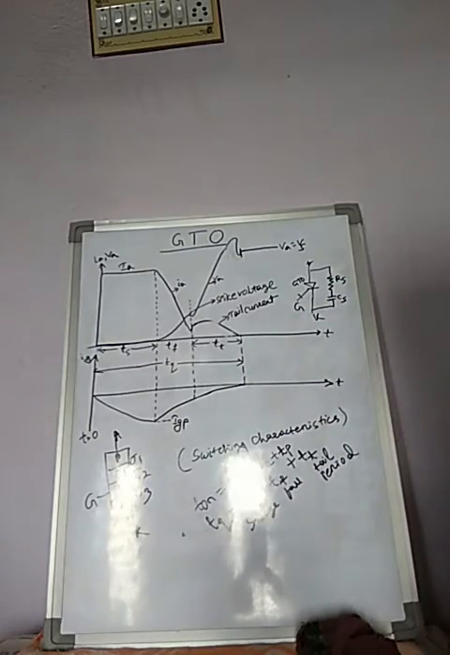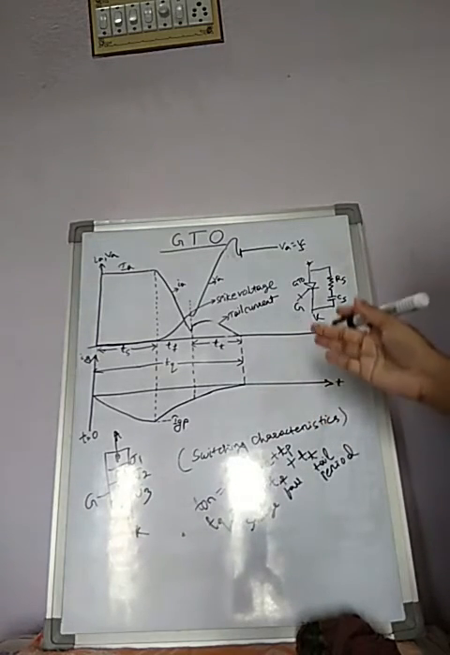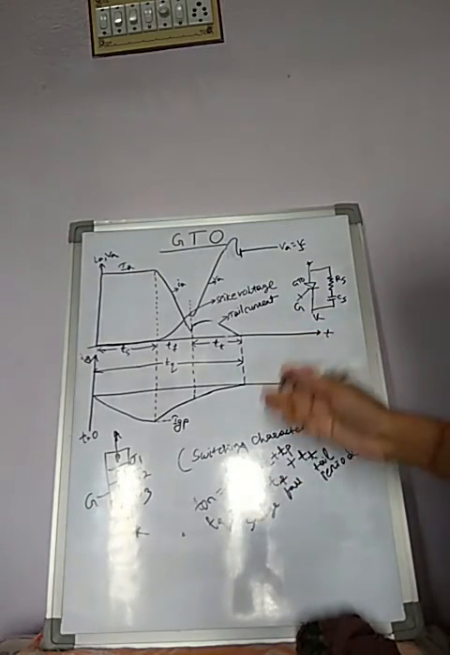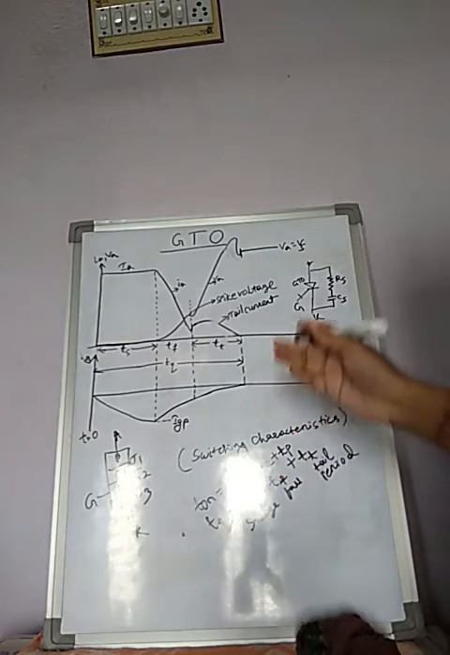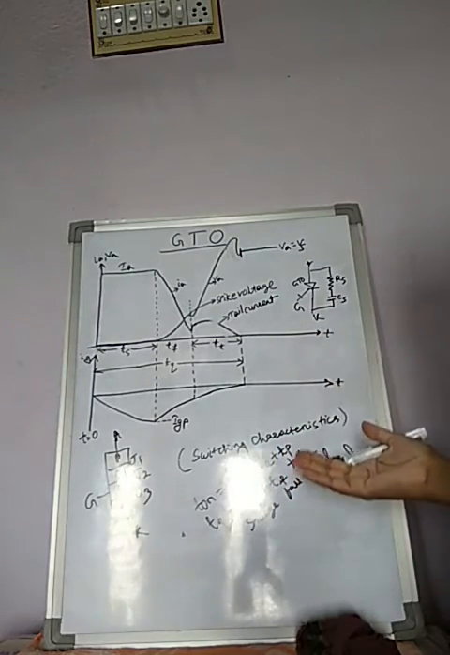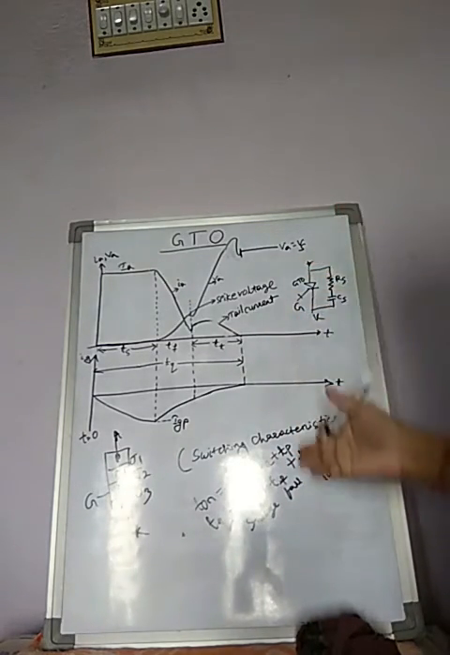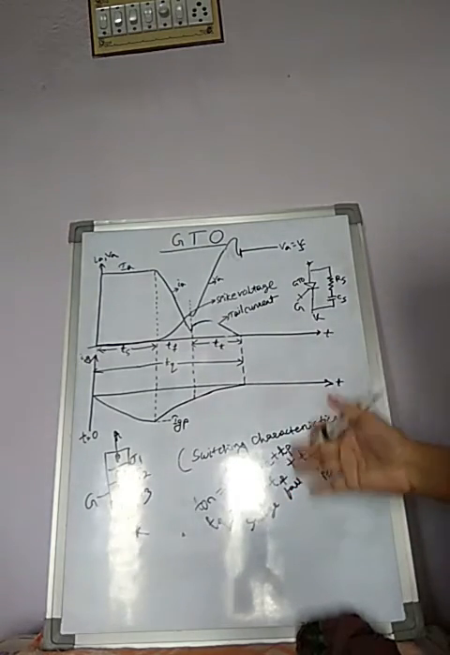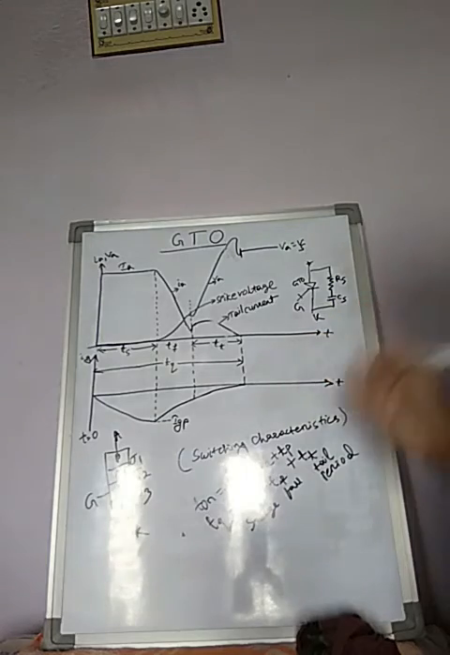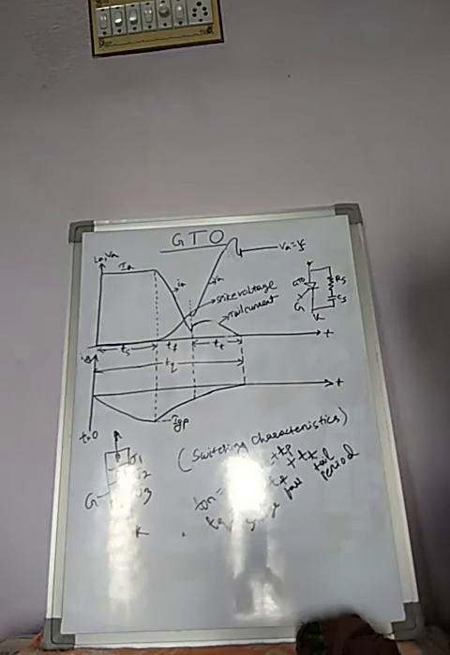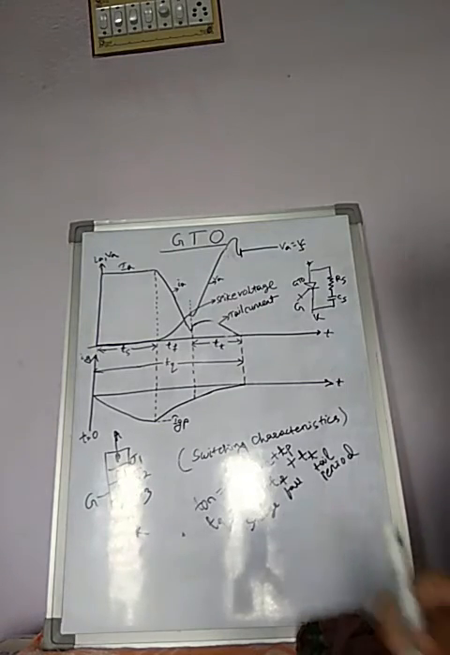So here the magnitude of latching and holding current is more, and the on-state voltage drop and the associated loss is also more. Due to the multi-cathode structure of GTO, the triggering gate current is higher than that required for a conventional SCR. Whatever triggering gate current magnitude is required to turn on the device is higher as compared to the conventional SCR, due to the multi-cathode structure of the gate.